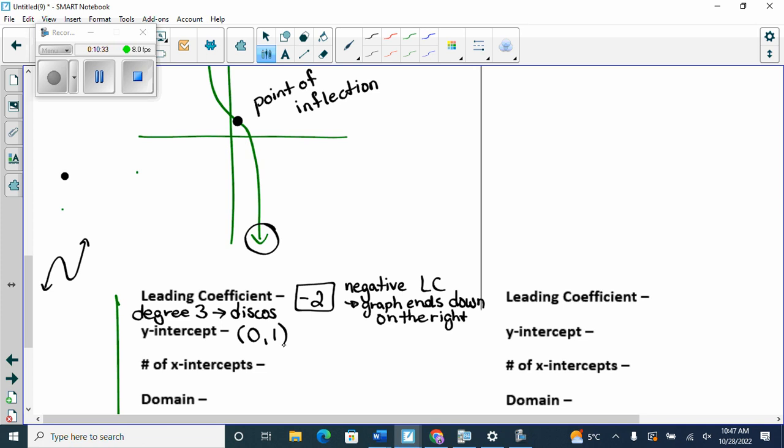How many x-intercepts does this graph have? 1. What's the minimum number of x-intercepts a degree 3 function is going to have? The minimum. 1. Why?